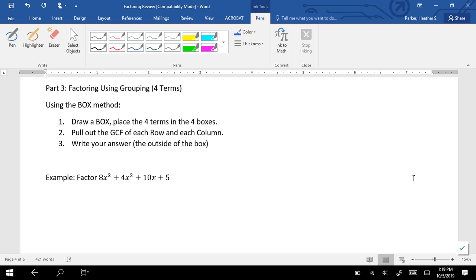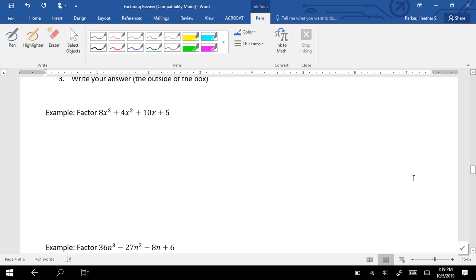So basically, we're going to draw a box, just like we did for our multiplying. But since we're factoring, we are given what goes inside the box, and we're looking for what goes outside the box instead of the other way around like in our first video. So what we're going to do here is place these 4 terms inside the box. We're going to pull the GCF out of each row and each column, and then that's going to give us the outside. That's going to be our answer.